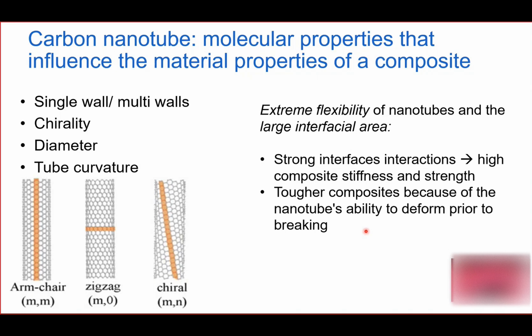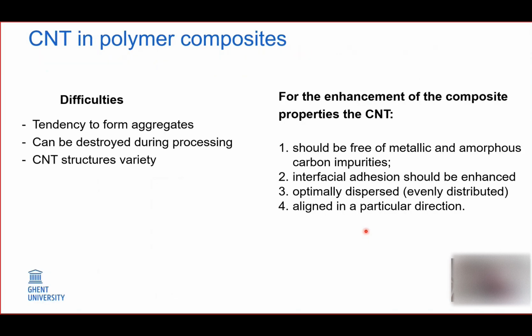The interfacial area, or surface area, of the carbon nanotubes is large, so it ensures a good interaction with the matrix. That's why carbon nanotubes can introduce higher composite stiffness and strength. And also, carbon nanotubes can introduce flexibility to our material due to their ability to deform prior to breaking. So we will explore all these positive material properties to make our composites better.